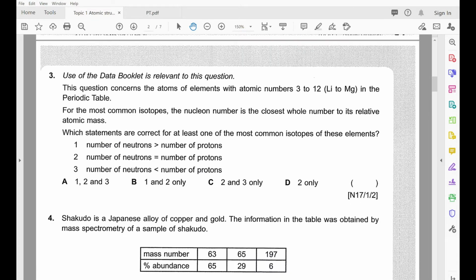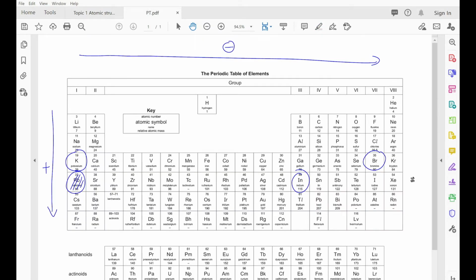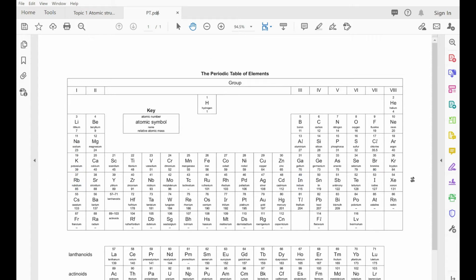Question 3. This question is about elements with atomic number 3 to 12 in the periodic table. Which statements are correct for at least one of the most common isotopes of these elements? So for these elements, let's go back to our periodic table. Lithium has 3 protons and 4 neutrons. Beryllium has 4 protons and 5 neutrons.